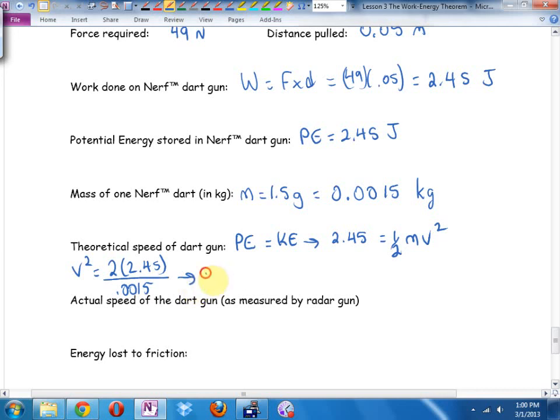Okay. My theoretical speed should be the square root of 2 times 2.45 divided by 0.0015. That's what it should be. Is it? Let's find out.